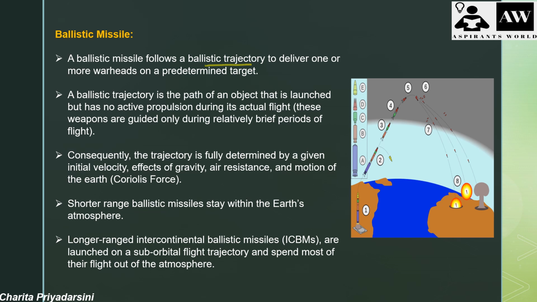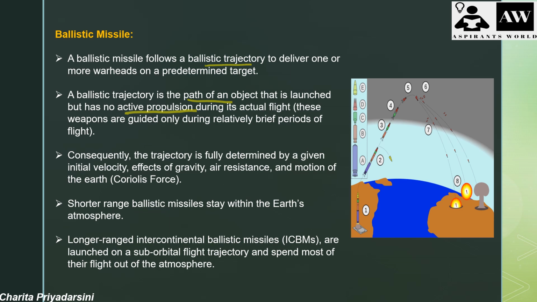A ballistic trajectory is the path of an object that is launched but has no active propulsion during its actual flight. That means these weapons are guided only during a relatively brief period of flight, and it has some path to follow, but during this path it has no active propulsion. So that is the importance of these ballistic missiles.